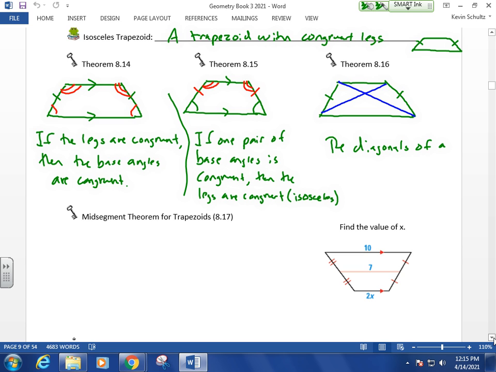The diagonals of an isosceles trapezoid are congruent. And that works both ways as well. If you know the diagonals are congruent, you know it's an isosceles trapezoid. And if it's an isosceles trapezoid, you know the diagonals are congruent.